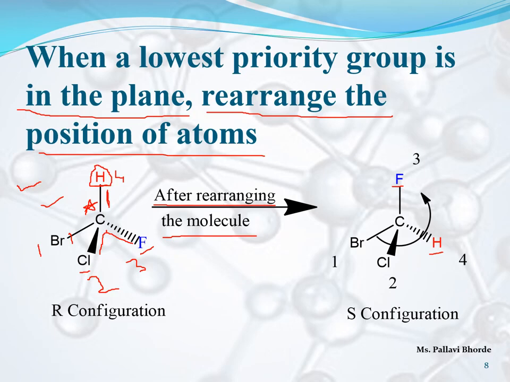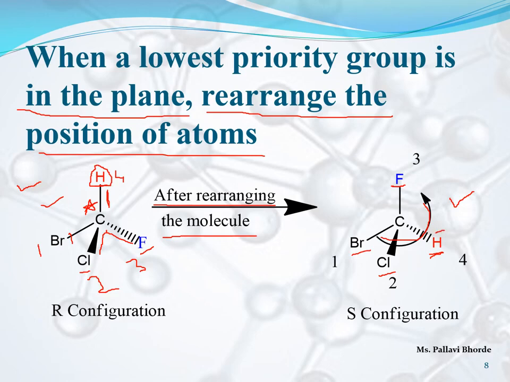Okay, now we can assign configuration to this rearranged molecule. Again, the priority order will be the same. That is, bromine will have first priority, chlorine will have second priority, fluorine will have third priority and hydrogen will have fourth priority, and we have hydrogen below the plane. Now we can easily assign the configuration for this rearranged molecule. Okay, so we'll draw an arrow going through 1, 2 and 3. It is moving in an anti-clockwise manner. So the answer can be S configuration for this molecule.